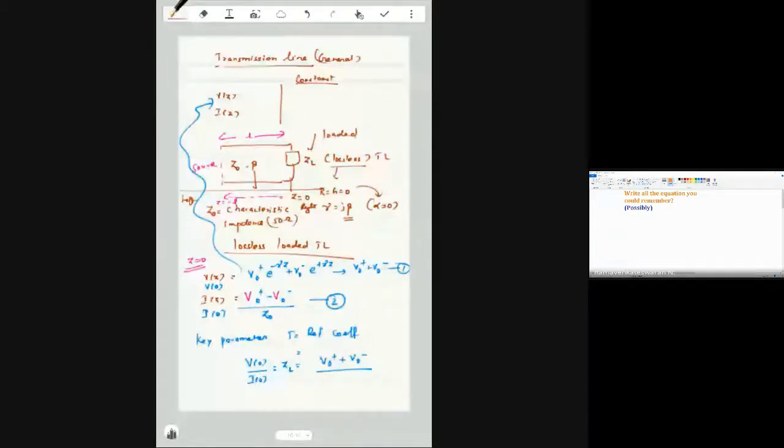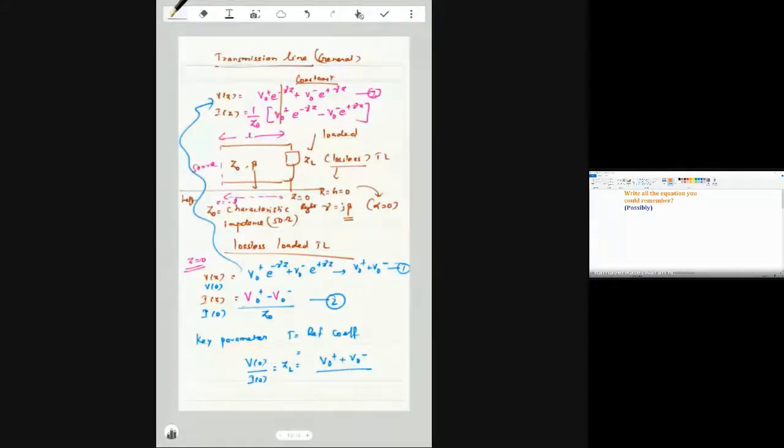So what are the V and I for our transmission line? This is the incident V naught plus e power minus gamma z, and V naught minus e power plus gamma z. This is the first, Roman numeral 1, and this is 1 by Z naught times V naught plus e power minus gamma z minus V naught minus e power plus gamma z. So how to remember it? I don't mug up these equations. That's the reason I sometimes write them out.